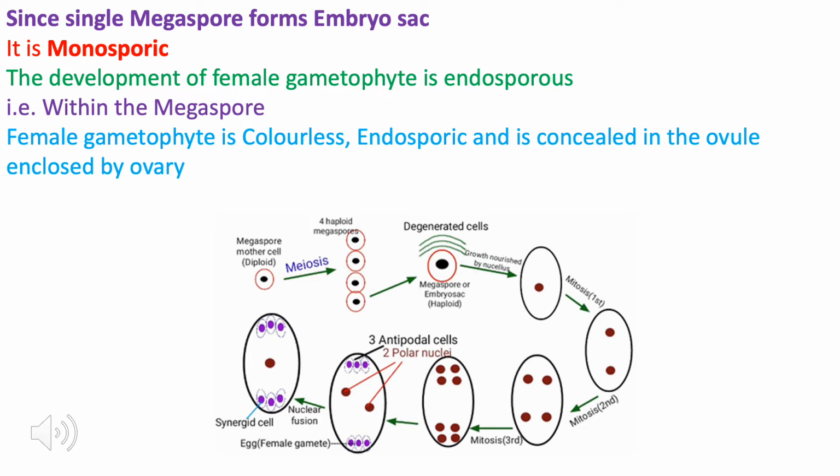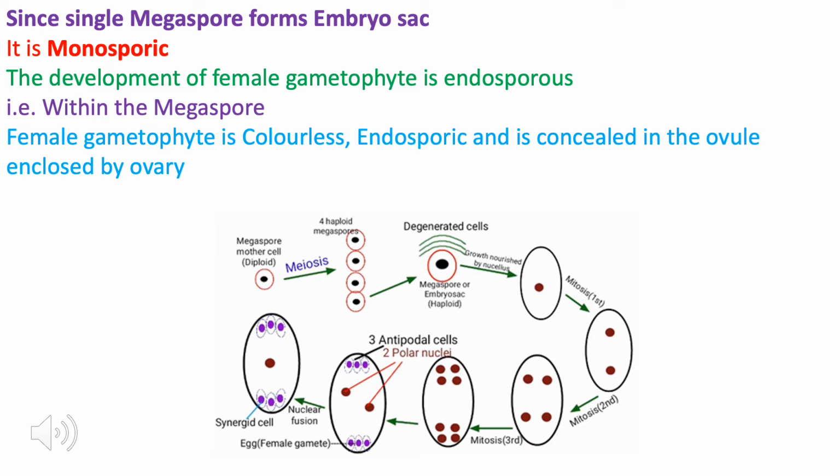This cell undergoes mitosis, the first mitosis, which results in the formation of 2 cells. Then it undergoes a second mitosis, which results in the formation of 4 cells. Then it undergoes a third, which results in the formation of 8 cells. 4 cells at each pole.